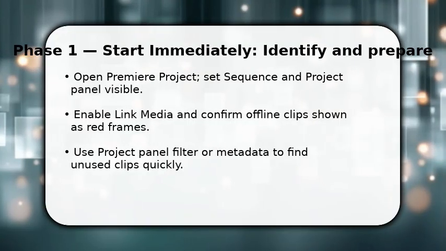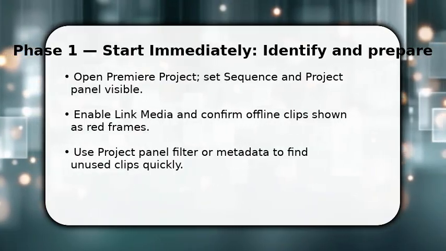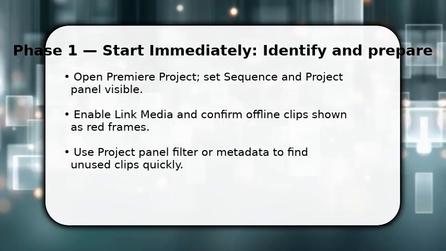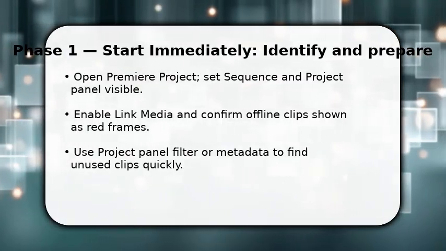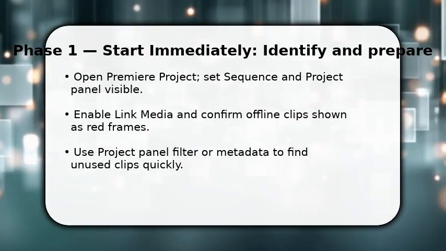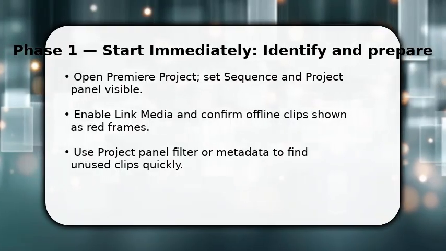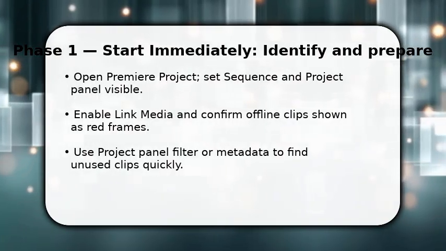You start by opening the project and focusing the project panel. Set columns to media type and usage so you can see clip usage counts. Once done, filter for unused clips or sort by used column because this reveals candidates for deletion fast. Make sure to stop automatic relinking, otherwise you'll lose track.